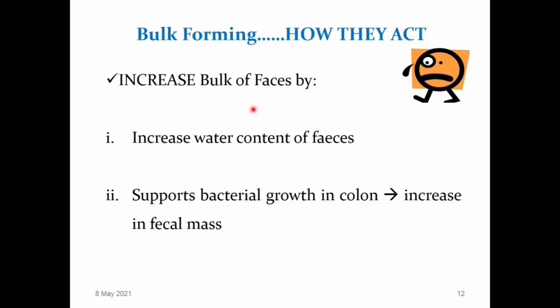Now, how do they act? The mechanism, obviously, was discussed in previous slides. So they increase the bulk of the feces. They increase the volume of the fecal matter by increasing the water content of feces, and support bacterial growth in the colon. If you remember your 12th biology, our fecal matter contains around 60 to 65% bacterial flora. They form the stool particles. So by these two mechanisms, they make defecation easier.